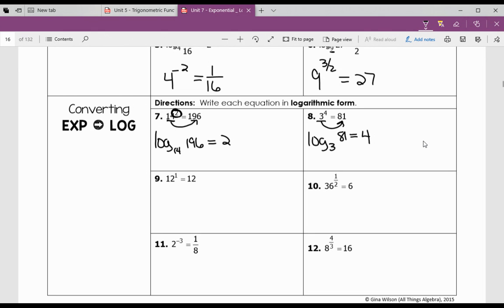I don't have her marked absent. Yeah. Bye.